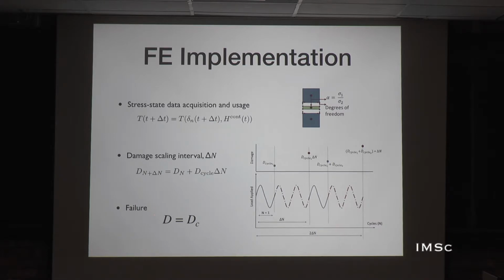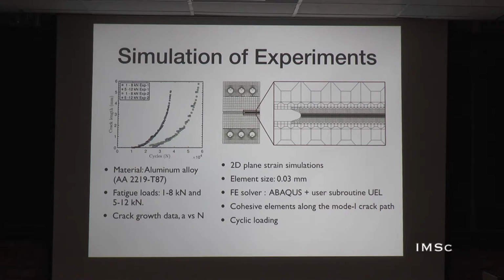And then when damage reaches a critical value DC, so we have several parameters that are getting introduced, but all of such parameters have been used in the phenomenology of fatigue fracture or fatigue failure. The question is how many of these parameters we can connect with experimental data and how to go about that.